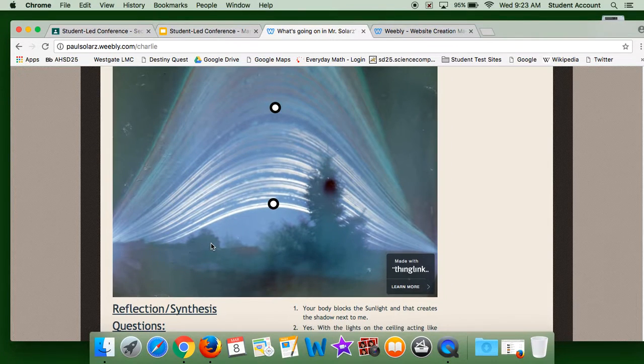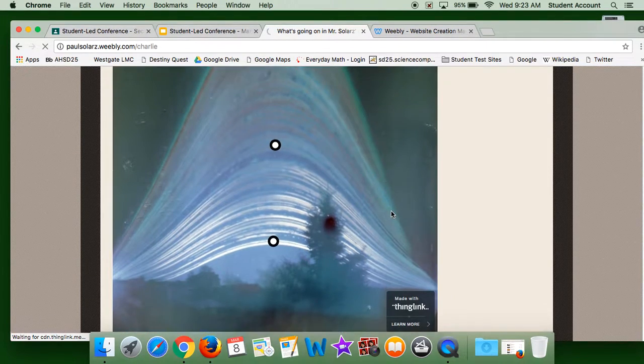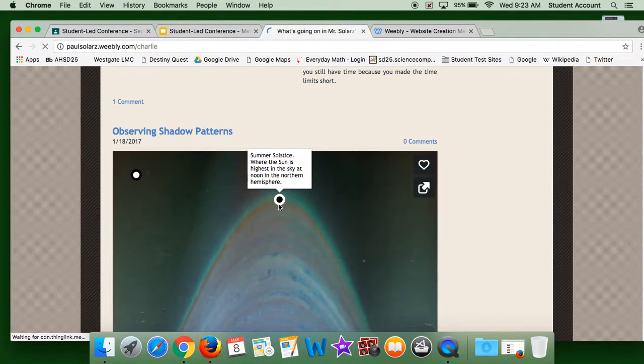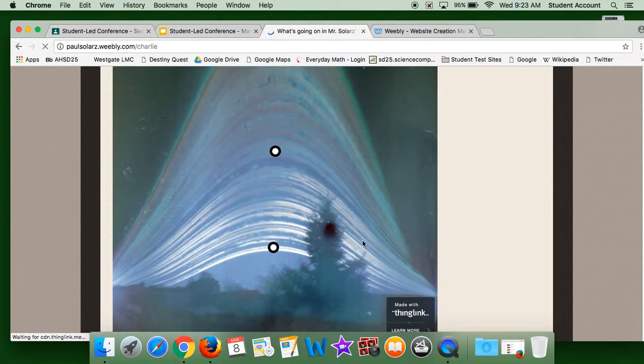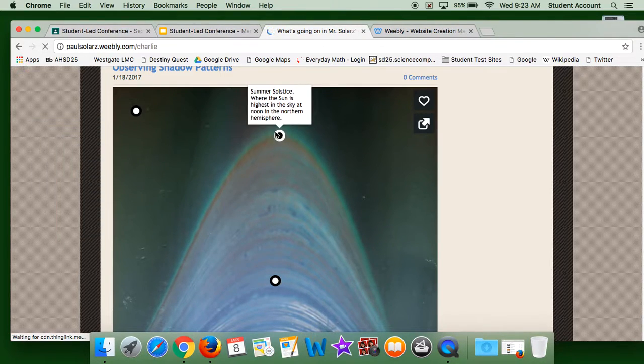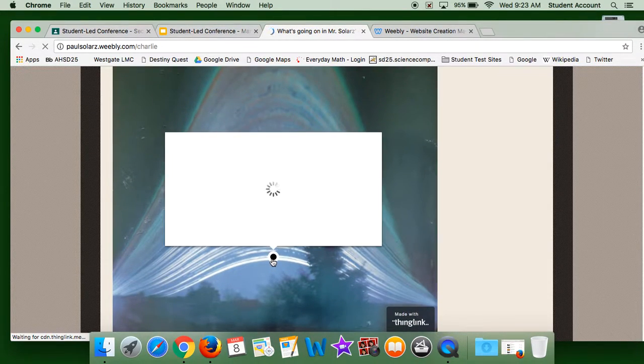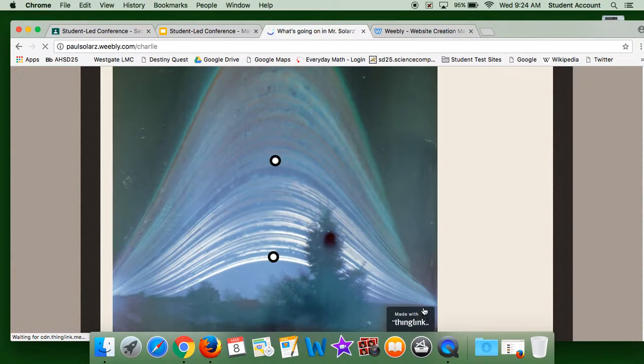This is a photo taken from I forget what box it's called. But it's kind of like a time lapse. So each tag is placed at noon. So this is the summer solstice because the shadows get longest. This is the summer solstice because the sun is highest in the sky. This is the fall and spring equinoxes because they're both the same, and the winter solstice because the sun doesn't get very hot.